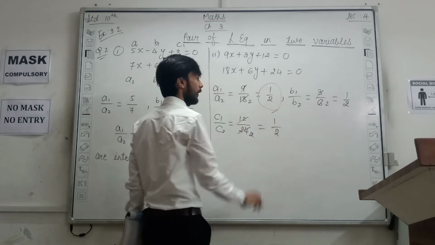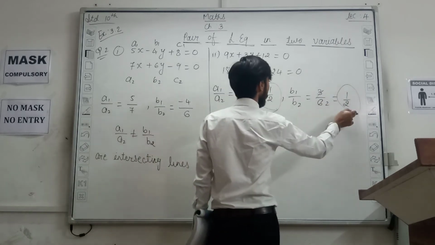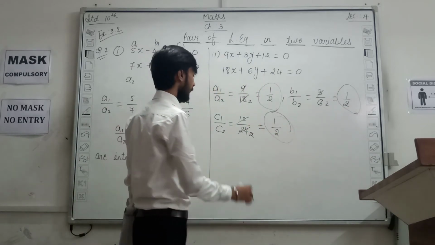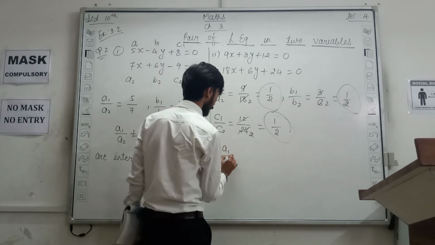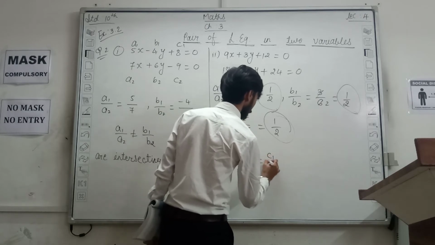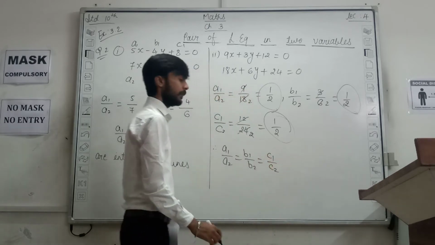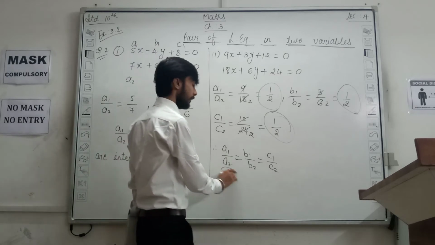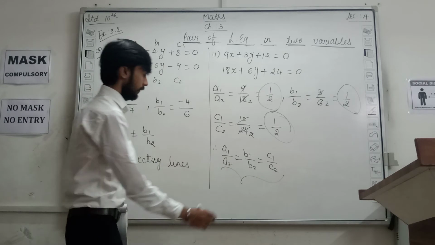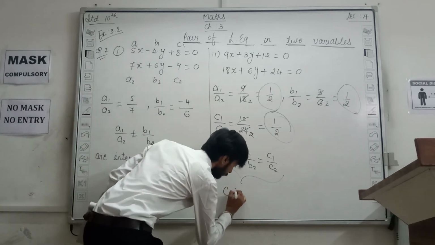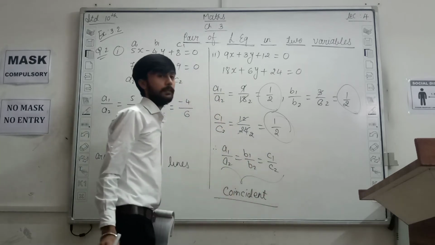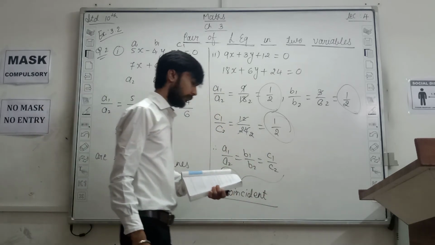So you can see A1 upon A2 is 1 by 2, B1 upon B2 is 1 by 2, and C1 upon C2 is also 1 by 2. Therefore A1 upon A2 equals B1 upon B2 equals C1 upon C2. Right? And hence we can say that the given linear equations are coincident. Right? Now, third one.